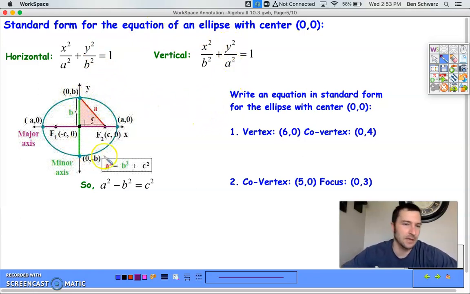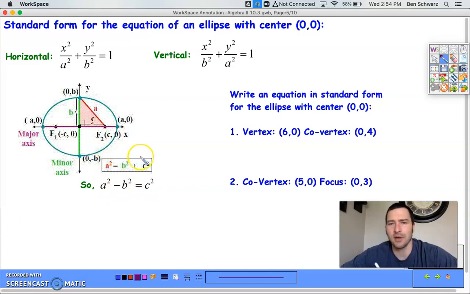So again, we just got a picture of an ellipse here. In this one, it's horizontal. So our vertices are here and here, co-vertices here and here, foci here and here. We're going to use a little Pythagorean theorem as well. Just like in Pythagorean theorem, we have a squared plus b squared equals c squared, right? Well, if you look at our diagram here, the a is actually the hypotenuse. So really, we're going to use a squared minus b squared equals c squared.